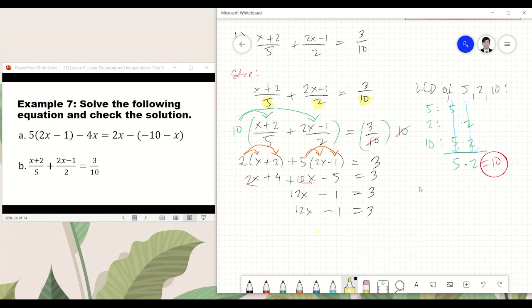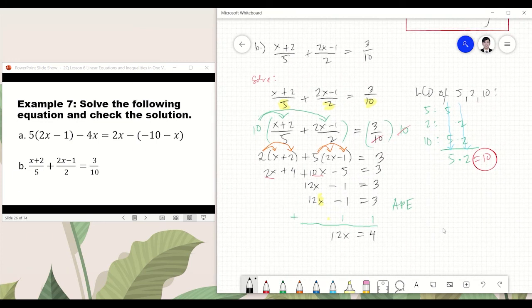Yung gagawin na lang natin, i-isolate natin yung x. So may 12 tayo at minus 1 na tatanggalin. Pero yung 12, coefficient ng x. Yung minus 1, other term. So, tatanggalin natin yung other term using APE. By adding its opposite. So, i-add natin positive 1. Whatever we do on the left, do on the right. So, magiging 12x is equal to 4.